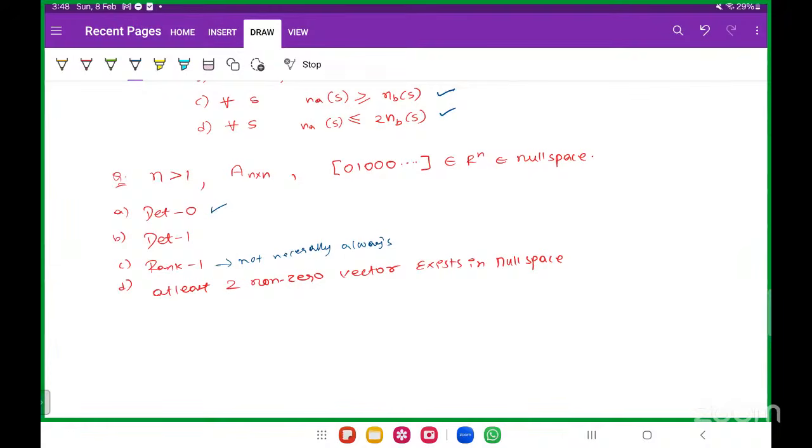That is correct. Now, rank is 1? No, rank need not be 1. Rank can be 1, rank can be greater than 1 also. Determinant is 1 is false because determinant should be 0. Greater than 2 non-zero vectors in null space: if n is greater than 2, then this statement is true. But if n is equal to 2, then we need only one non-zero vector. So the correct answer is determinant should be 0.